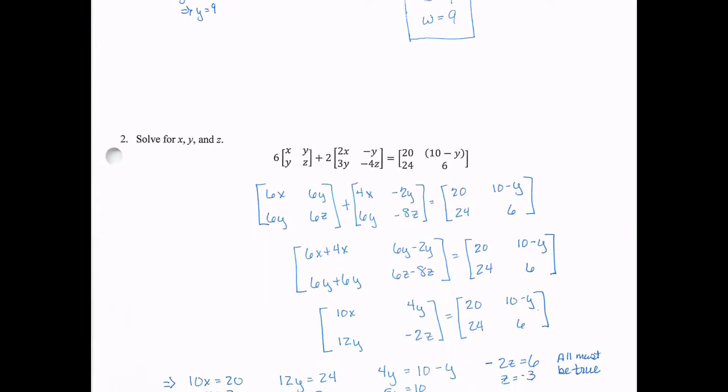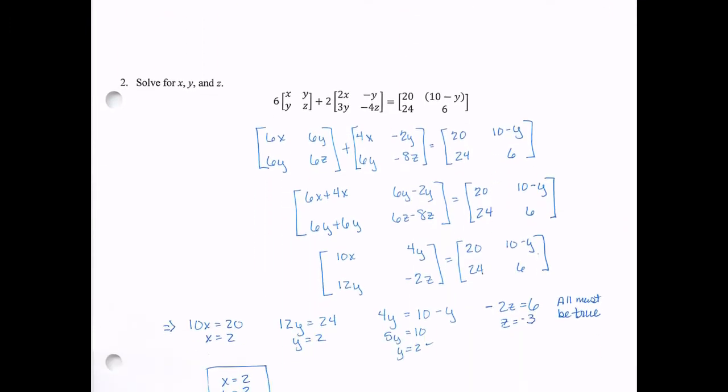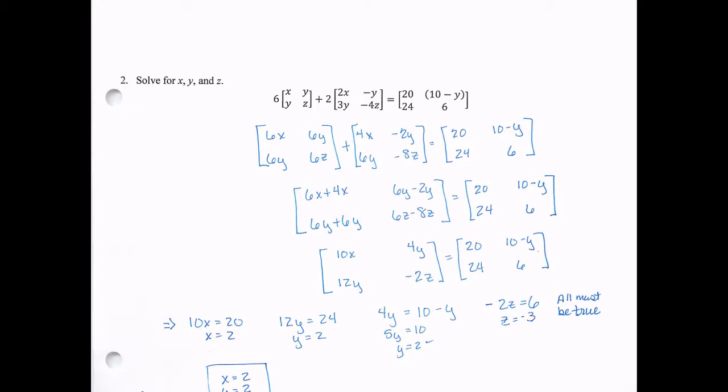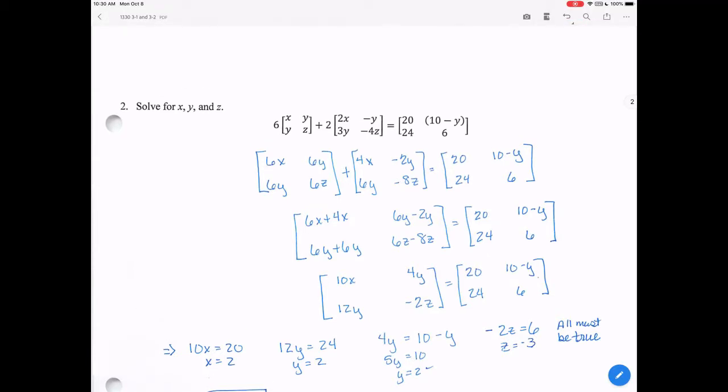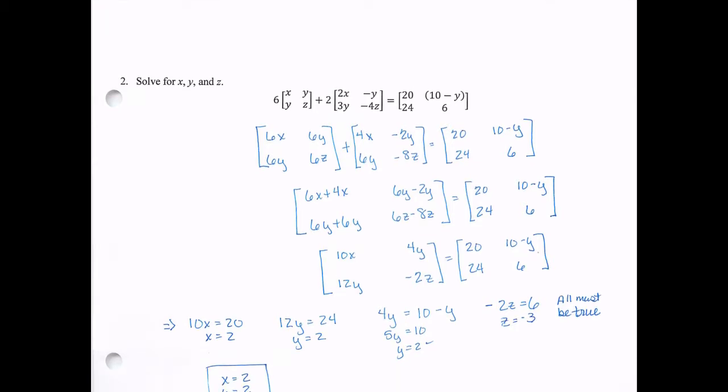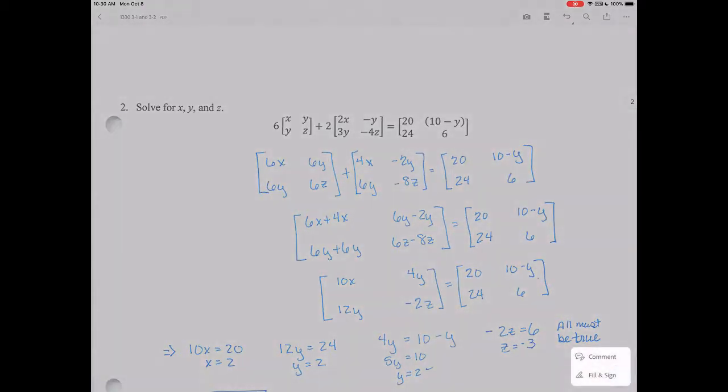So then, when we get down to example number 2, the first thing we're going to do is multiply the 6 to every term of the matrix, and multiply the 2 to every term of the matrix. We're going to leave the right side alone. Then we're going to add the two matrices together, term by term.